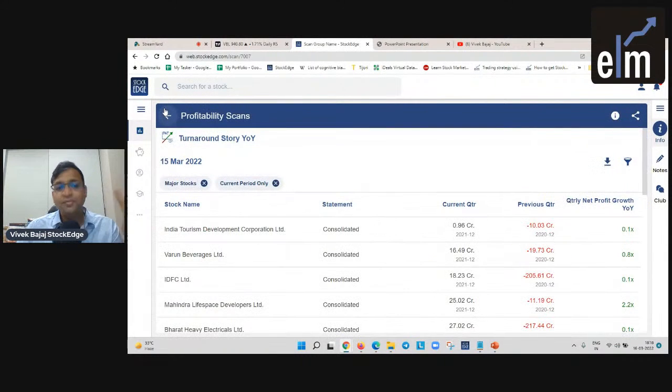So, one of the things which works really well in market is identify good fundamental stocks and trade them on the basis of momentum. I just used one small indicator called turnaround story. सिंपल एक स्कैन यूज किया, उसी से स्टॉक निकल सकता है.